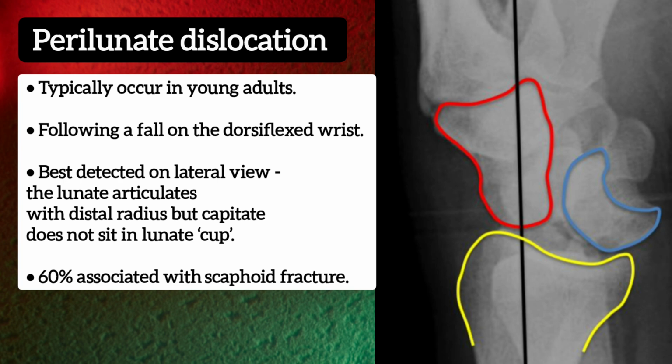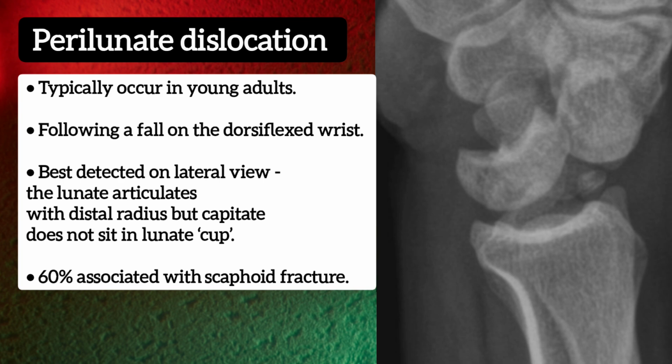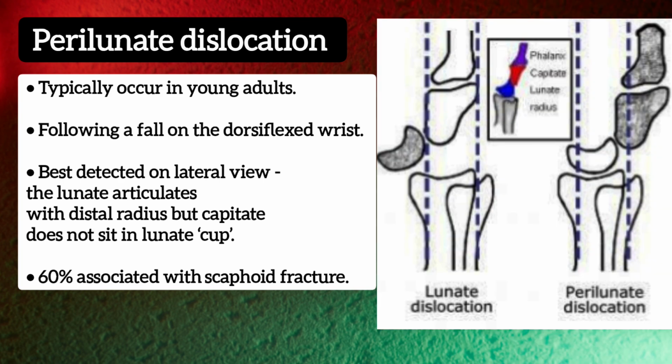Perilunate dislocation, typically occurs in young adults. Following a fall on the dorsiflexed wrist. Best detected on lateral view. The lunate articulates with distal radius but capitate does not sit in lunate, cup. 60% associated with scaphoid fracture.